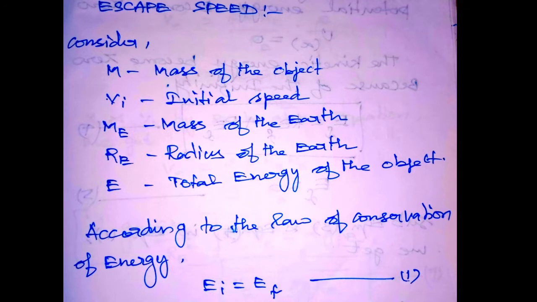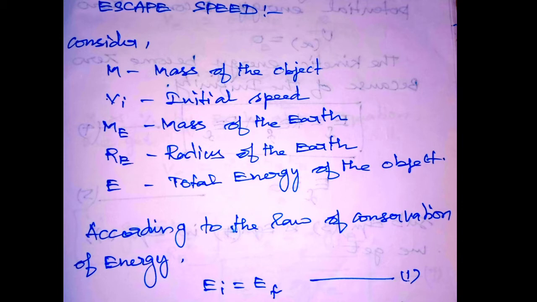Students, we continue our derivation part. So this is a very important 5-mark question. In this lesson, we have to give the first preference to this question. Now, consider where m is the mass of the object and vi represents the initial speed of the object, and Me represents the mass of the Earth and Re represents the radius of the Earth and E represents the total energy of the object.